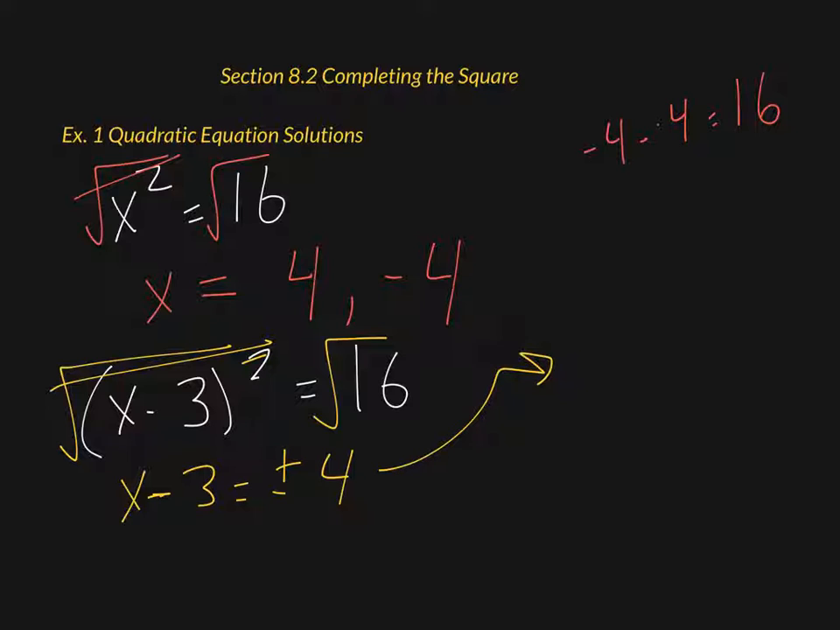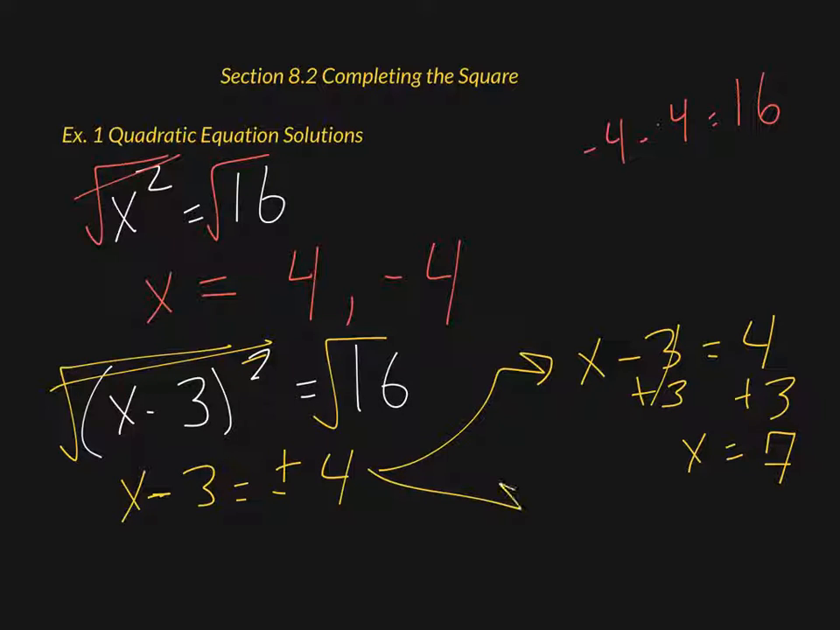Now we have two equations that we're going to solve. We have that x minus 3 equals 4. Add 3 to both sides, x equals 7. Or we have that x minus 3 equals negative 4. So add 3 to both sides, x equals negative 1. Both solutions would work in this case.